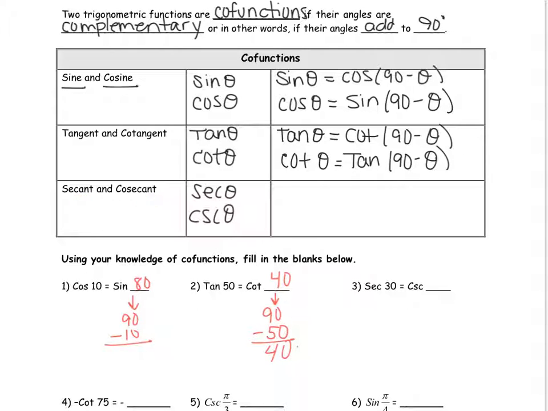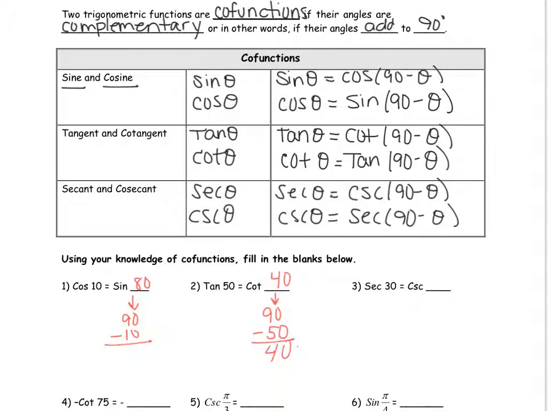Okay, now the last rule is secant and cosecant. Secant of theta is equal to cosecant of 90 minus theta, and cosecant of theta is equal to secant of 90 minus theta. So again, if I have secant and cosecant, they're only equal if their angles add to 90. So this over here has to be 60. The way that you get that is by doing 90 minus the 30, and that gives you 60. Right up there.